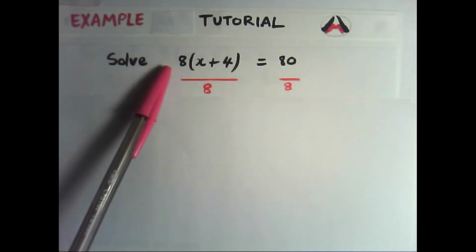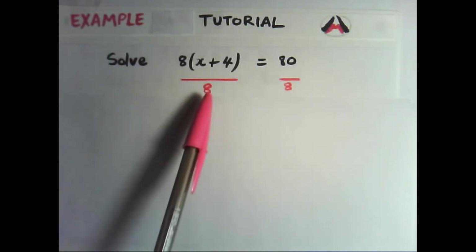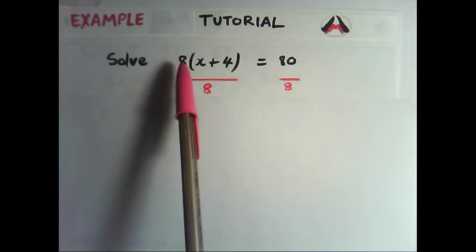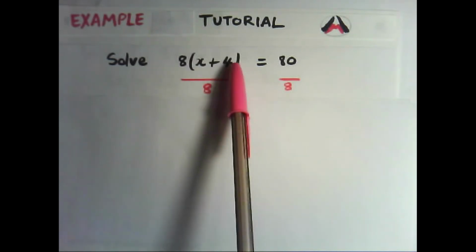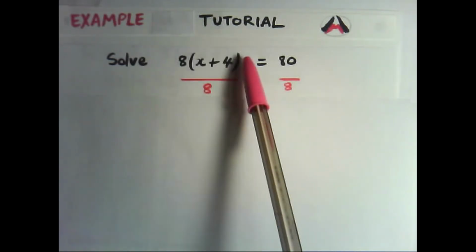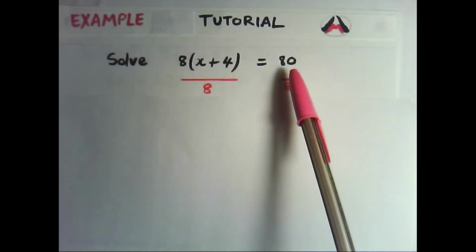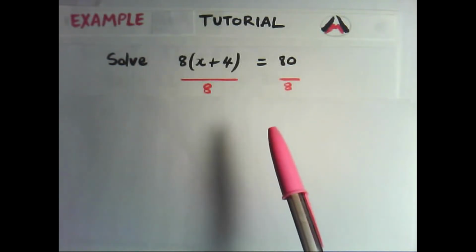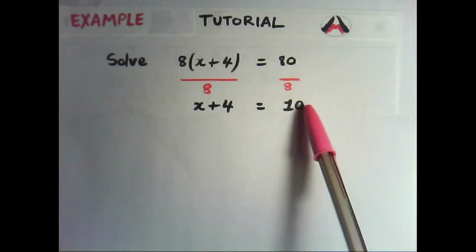well, we have an 8 in the numerator and an 8 in the denominator. So 8 divided by 8 just becomes 1. So you have a 1 on the outside of the brackets. So you have 1 times x and then 1 times 4, which just gives you the same value inside the brackets, which is x + 4. And on the right-hand side, we have 80 divided by 8, which is going to give us 10. So this gives us x + 4 = 10.